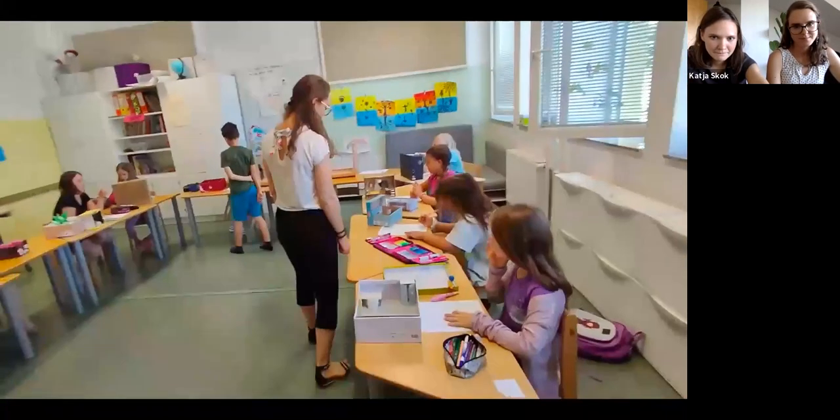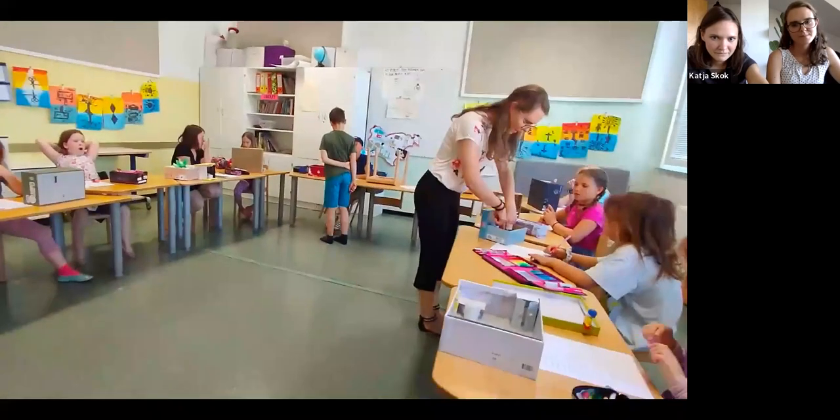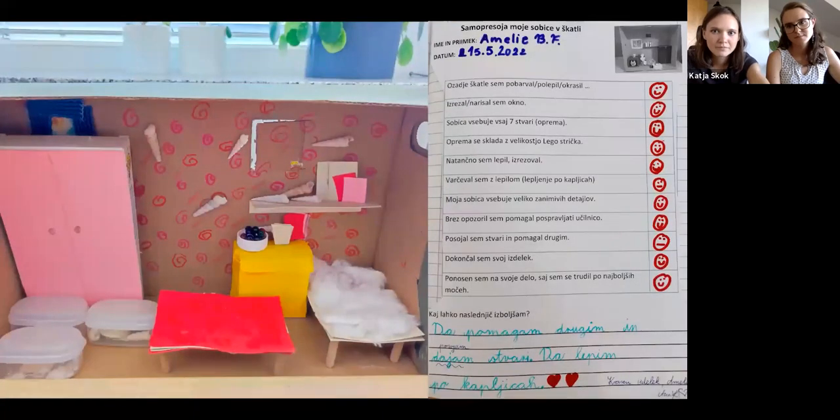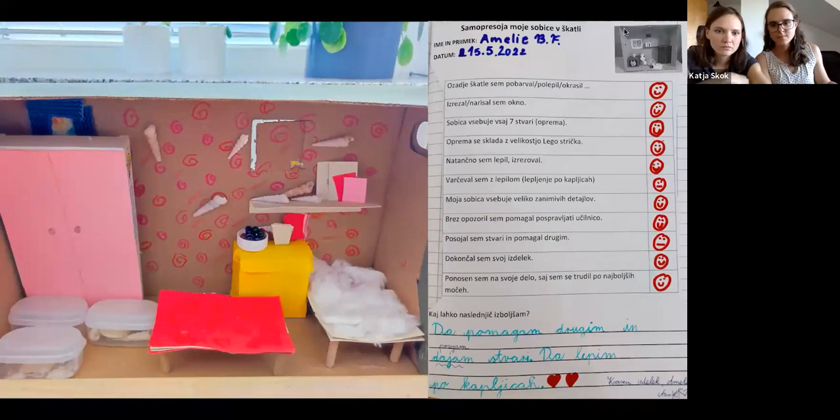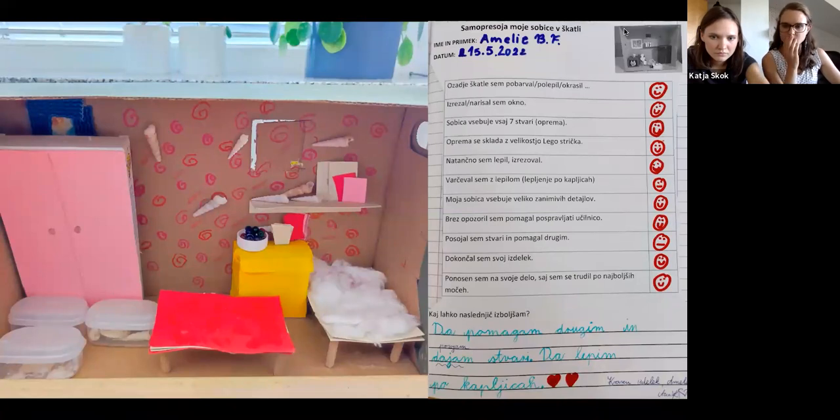Now we will take a look at our evaluation table. This student met most of the criteria, but of course she also noticed some things that could be improved next time. She wrote down that she could help others more and that she could be more mindful with using the glue.